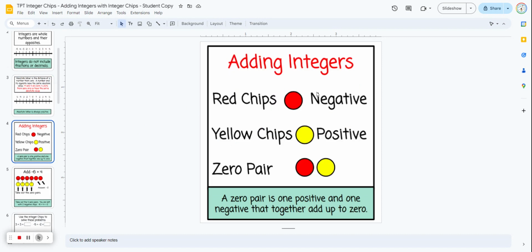Now, slide 4 shows students what the red chips and yellow chips mean. So the red chips are going to be negative numbers. Yellow chips are for positive numbers. And if we have one red and one yellow, that's called a zero pair because they add up to 0. -1 plus 1.